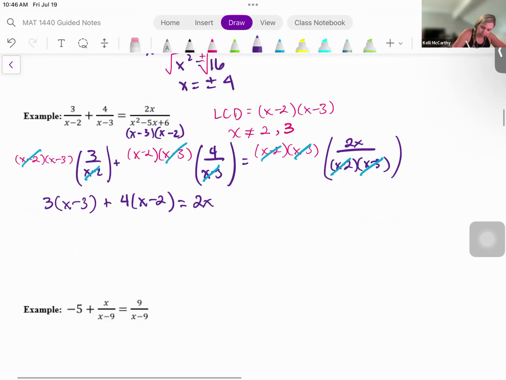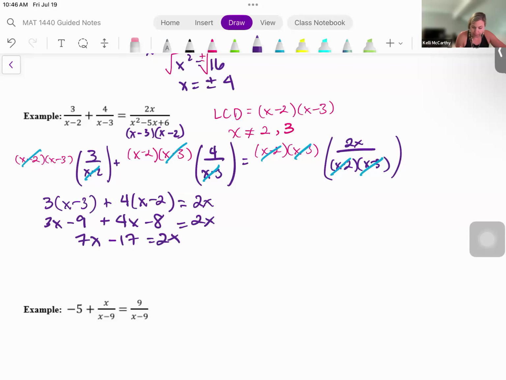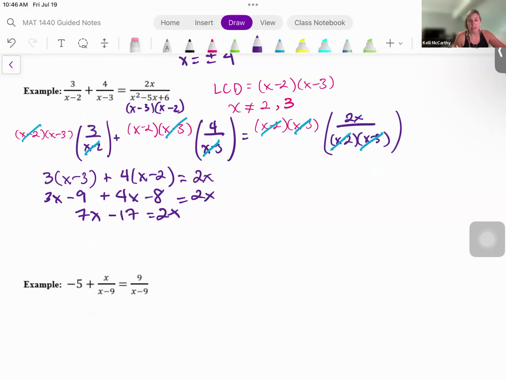We're going to distribute: 3x minus 9 plus 4x minus 8 equals 2x. Combine like terms on the left-hand side. 3x plus 4x is 7x. -9 minus 8 is -17, equals 2x. We're going to subtract 7x from both sides because we want to get those like terms together.